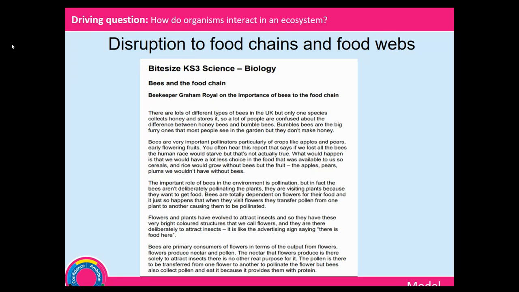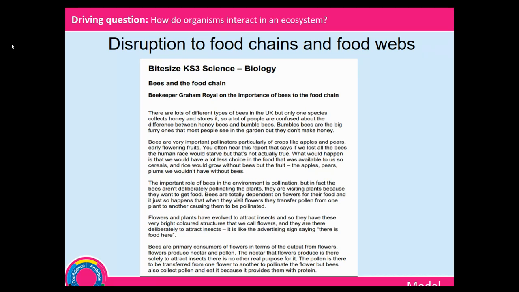Bees are totally dependent on flowers for their food, and it just so happens that when they visit flowers, they transfer pollen from one plant to another, causing them to be pollinated. Flowers and plants have evolved to attract insects, and so they have these very bright colored structures that we call flowers. Well, actually, petals. And they are there deliberately to attract insects.